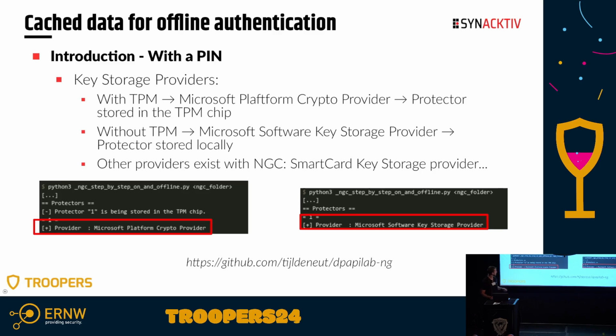About the provider, here we'll talk about the key storage provider, and you'll find, if you use the TPM, the Microsoft Platform Crypto Provider. So here the protector is stored in the TPM chip. And without any TPM, you will find the Microsoft Software Key Storage Provider. And here, the protector is stored locally. That's why we will try to brute force some things here. You can find also other providers, like Smart Card Key Storage Provider, but we didn't dig into this provider. Again, it's the output of some script from the DPAPI lab-ng repository. And as you can see here, we have a TPM, and here we don't have any TPM.